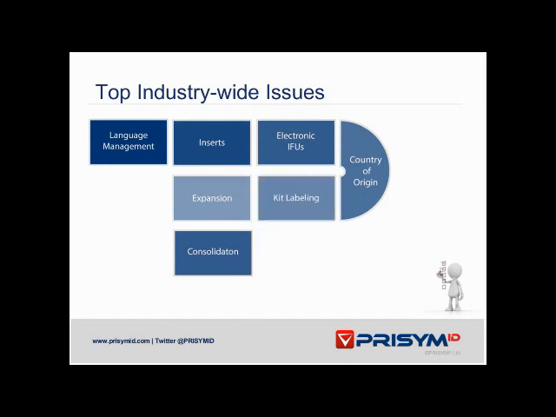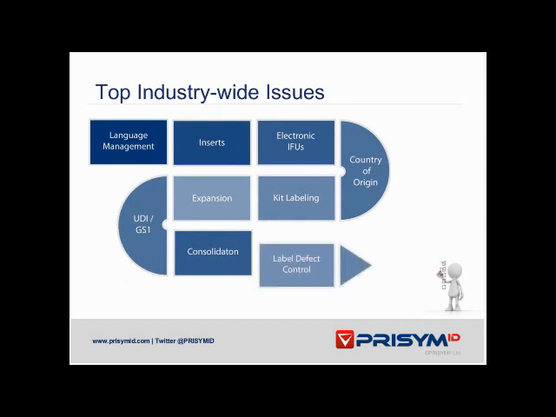Kit labeling is another area of issue, and managing the complex relationships between components making up a kit. We have UDI, which Chris has spent significant time on today. And then we have label defect control. And again, even where each part of the process has been subject to incessant review and approval cycles, defects that originate in supplier stock defects, printer malfunctions, or print irregularities may still occur. So those are some of the top issues.